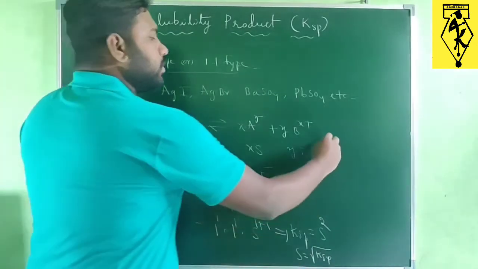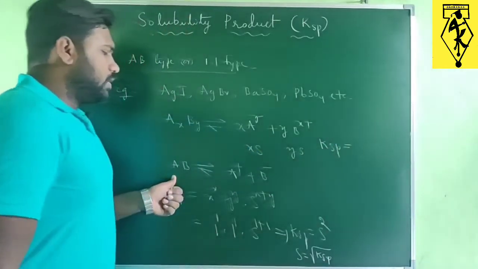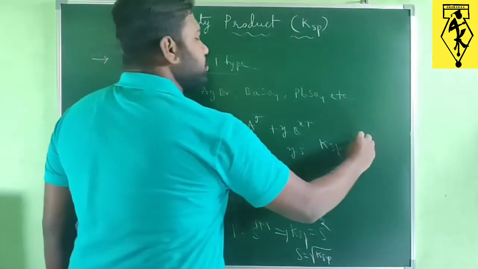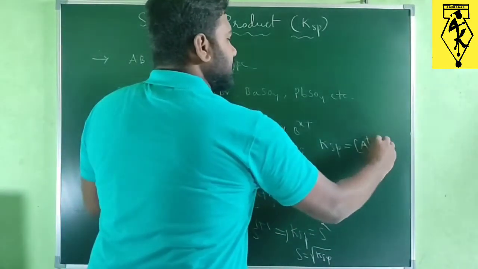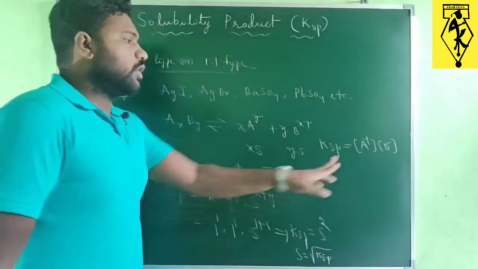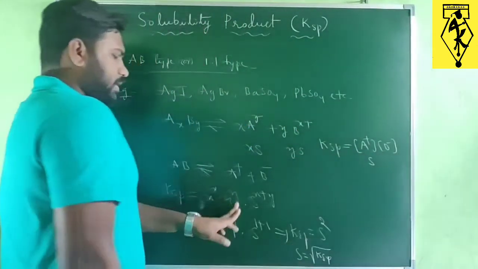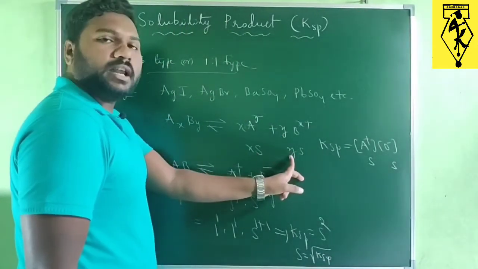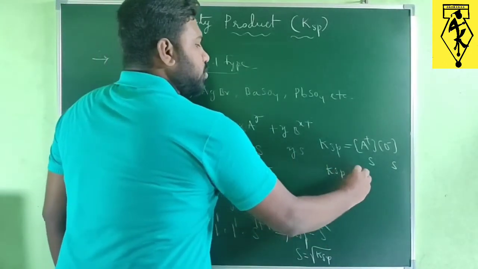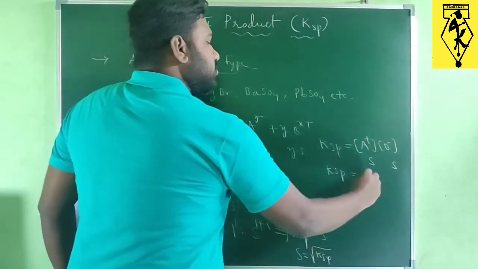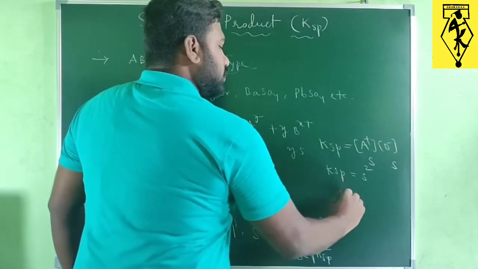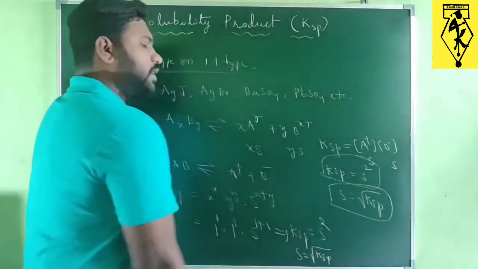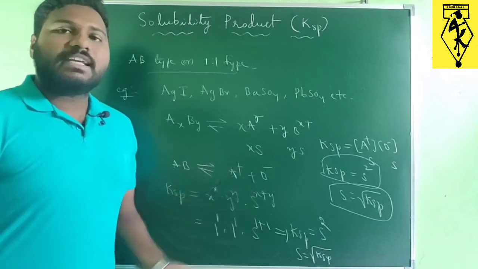Listen. Here Ksp is the product of the ion concentrations. So Ksp is equal to the concentration of A+ and the concentration of B-. Here the coefficients are 1, so I am taking xS and yS as S, because x and y are both 1. So Ksp is the product of these two concentrations, S square. So S is equal to the square root of Ksp. So in two methods we can calculate with the formulas.